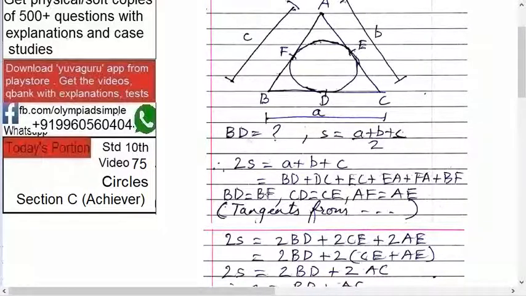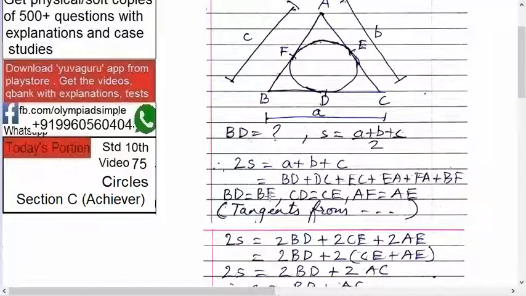Now, what is the point? BD equals BF. Why? Because tangents from the same point outside the circle to the same circle are always congruent. We have seen this in our earlier videos. Therefore, we can use this to combine many of these terms.